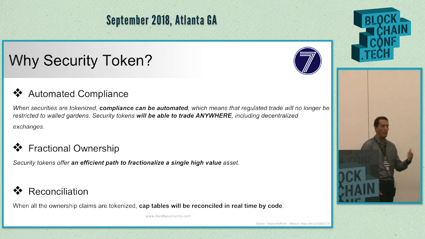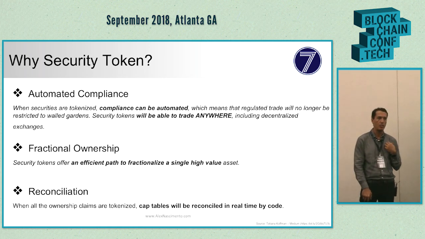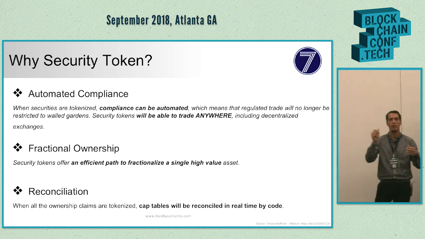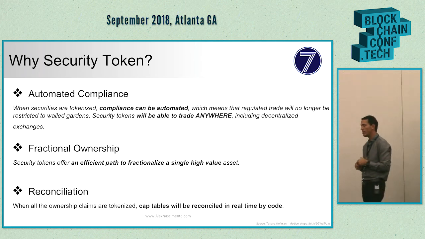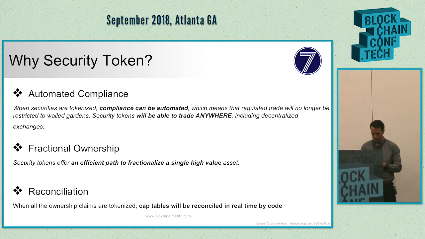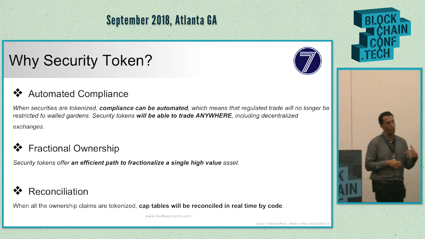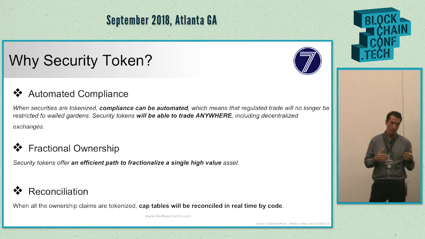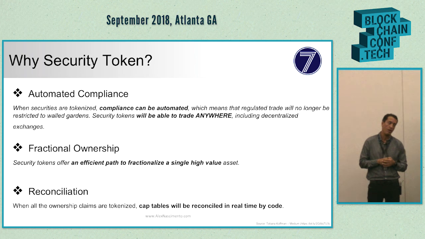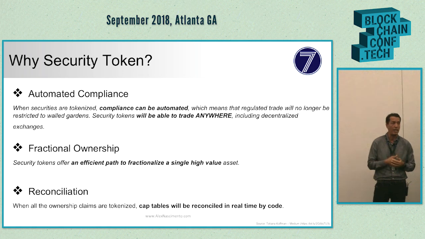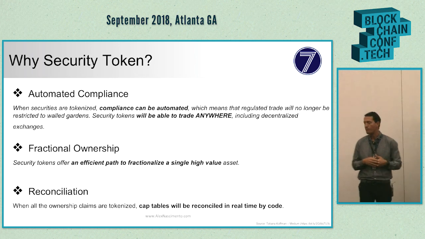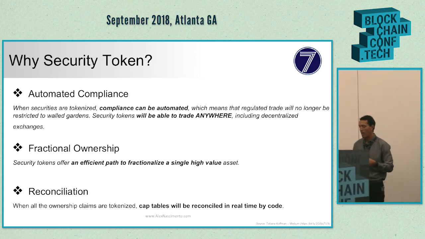Automated compliance. So if I'm buying something and I'm a legitimate player and you're selling something and your company is a legitimate player, that compliance is going to go like this instead of in 2 days, right? Fractional ownership, an efficient path to a fraction of high valued assets, and reconciliation. So reconciliation is a big issue in equities, right? If I own a piece of the company and I sell it to you, then it takes a few days for the books to be updated. And that, with security tokens, could be automated.